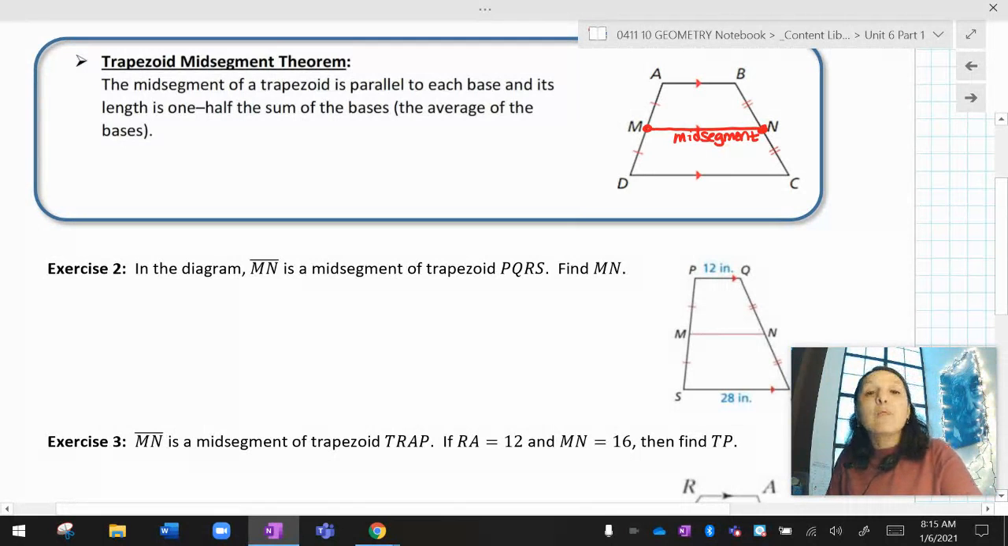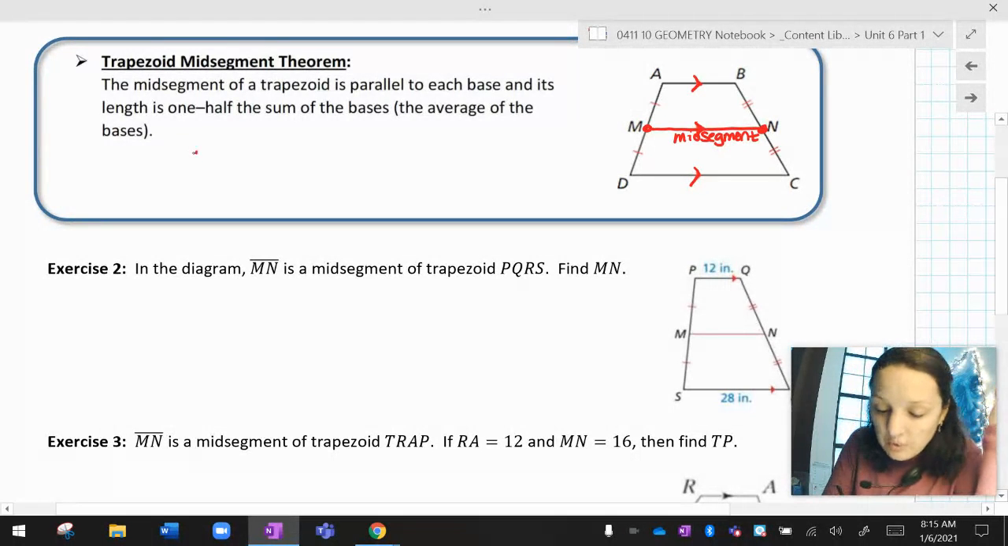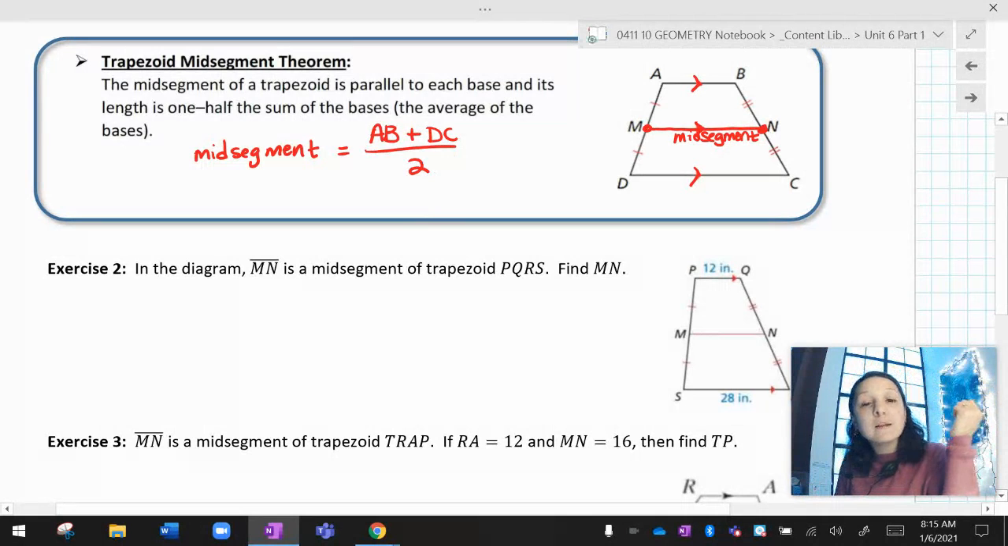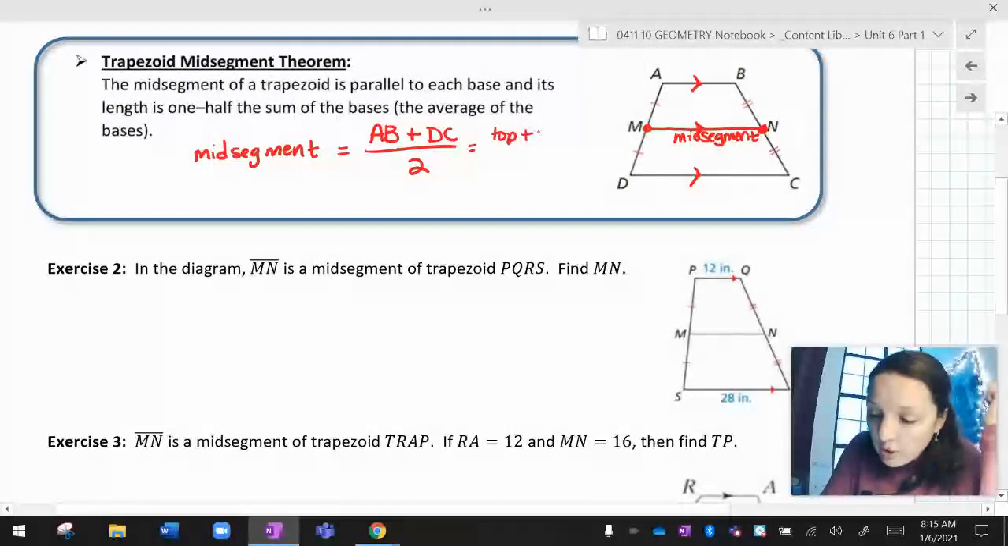Okay. The rule about a midsegment in a trapezoid is similar to the rule about that thing in a triangle. It has to be parallel to the bases. So now I have 3 parallel lines, and its length is 1/2 the sum of the bases. So the midsegment is actually the average of the top and the bottom. You add AB plus DC and then divide by 2. Okay, and if you want to write it in words to help you remember it, it's top plus bottom divided by 2.